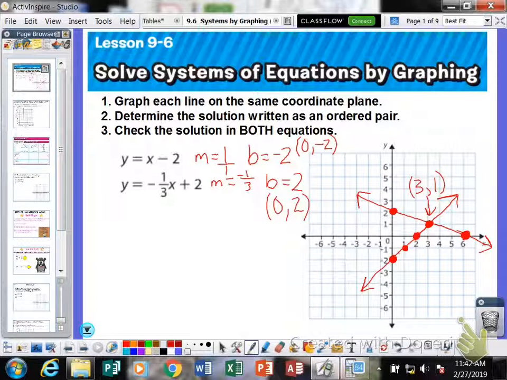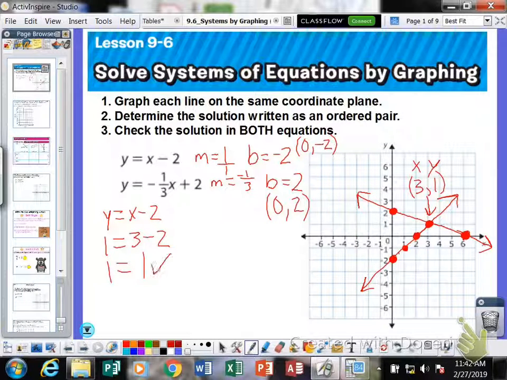correct intersecting point. So to do this, we're going to substitute our 3 and our 1 in for x and y in both of our original equations. So I'm going to have y equals x minus 2. I'm going to plug my x and y in. I know 3 is my x, y is my 1. So I have 1 equals 3 minus 2. It's going to give me 1 equals 1, and that does work.